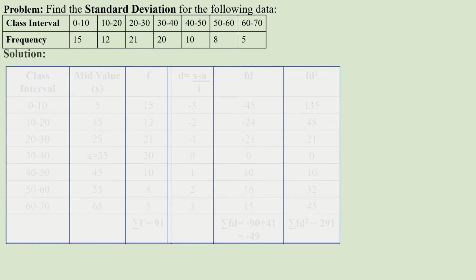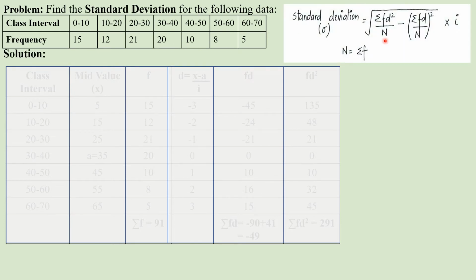Standard deviation in continuous series is calculated by the formula: under root sigma fd square upon n minus the whole square of sigma fd upon n, into i. Here n is equal to sigma f. Let's solve a problem on standard deviation.